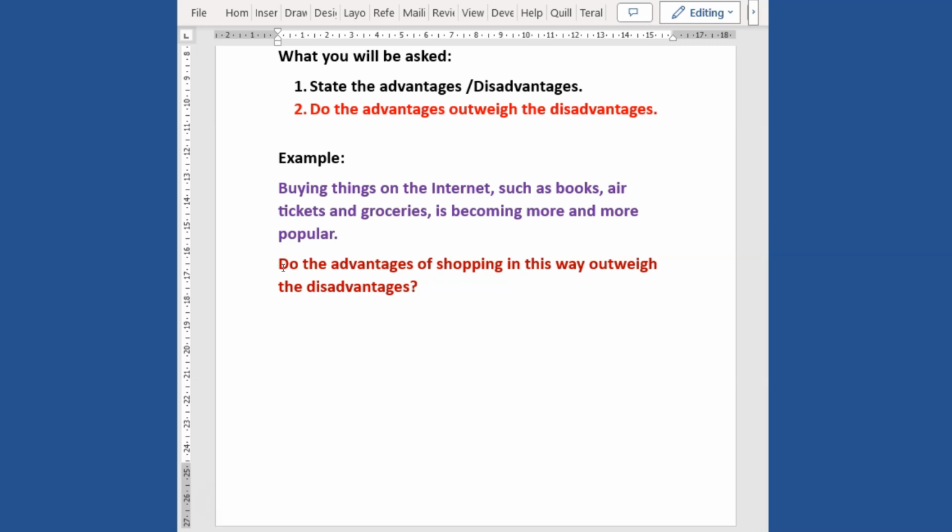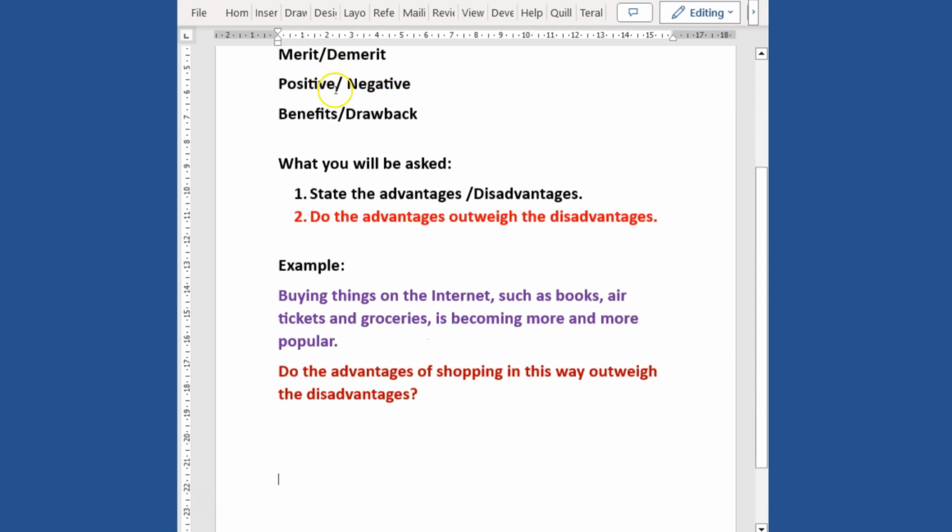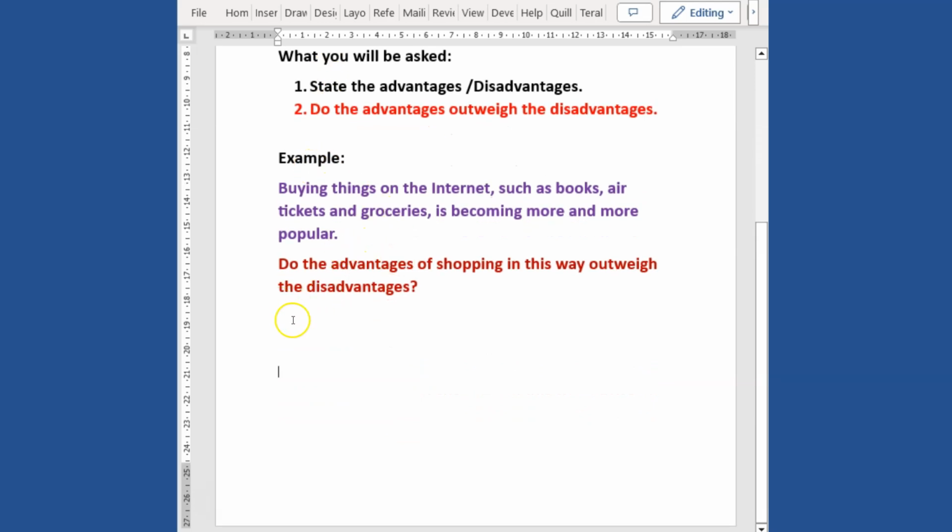Sometimes they might ask you, do the benefits of shopping in this way outweigh the drawbacks? Or do the positive side outweigh the negative? Is it good or bad? So it can be changed in different ways. They might use different synonyms to still talk about the advantages or disadvantages.